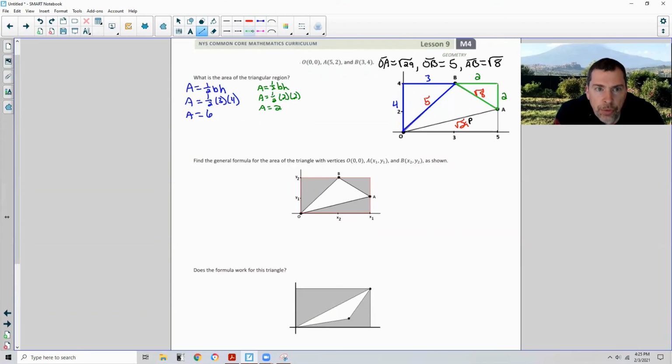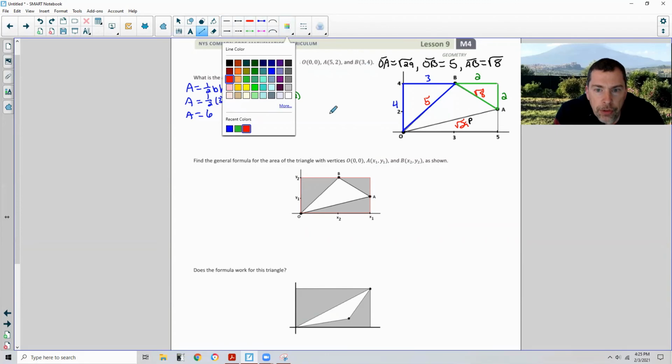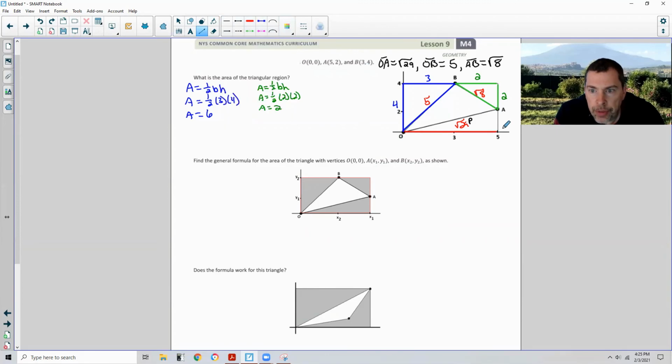I'll do the last one in red. I'll highlight this triangle with my red pen. It is a right triangle, so I can do 1/2 base times height. So the area equals 1/2. My base is 5, and my height from 0 to 2 is 2. Half of 2 is 1, and 1 times 5 is 5.